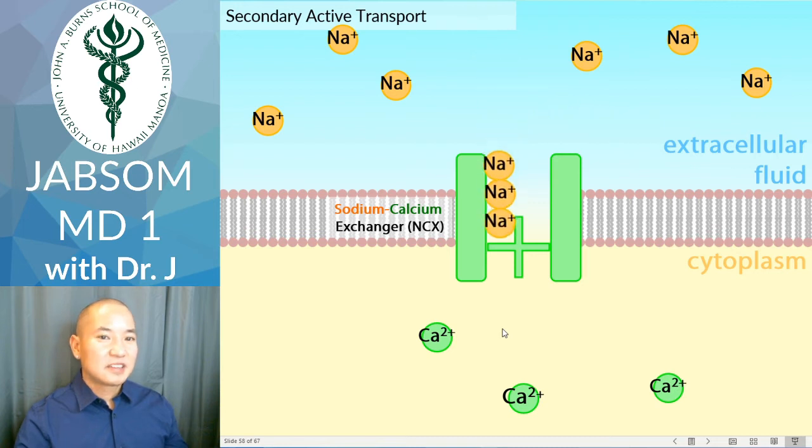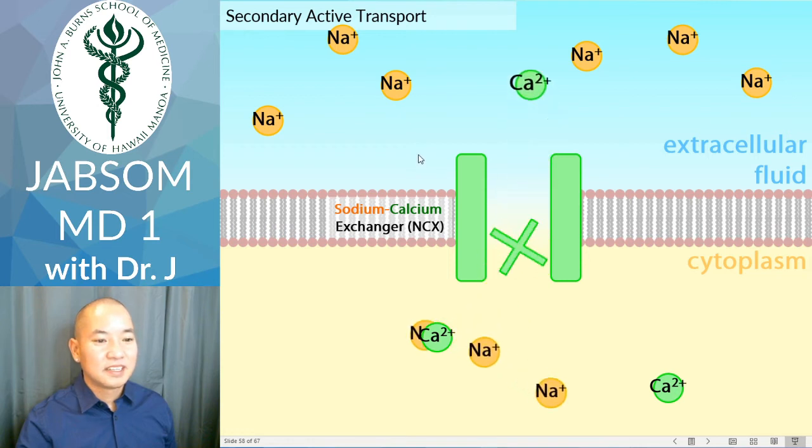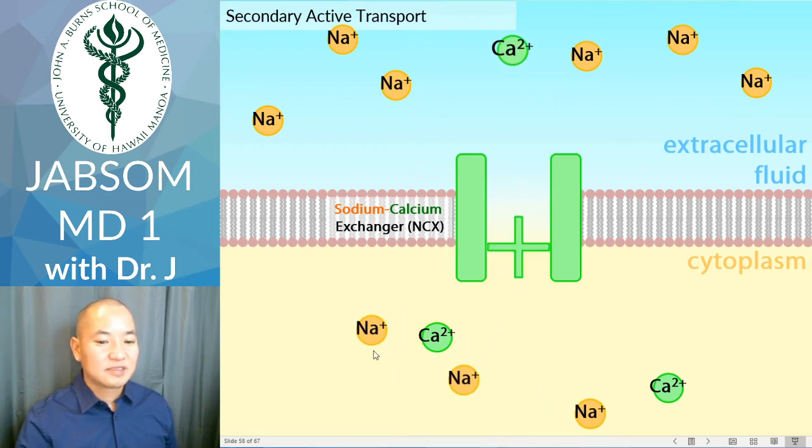So what it does is take 3 sodium ions, and then it takes the calcium from the inside of the cell, and due to the relatively large concentration of sodium versus the concentration of sodium in the cytoplasm, it uses that energy to drive calcium into the extracellular fluid. There are also calcium pumps that require primary active transport to pump it into the extracellular fluid, but this is another way of moving calcium into the extracellular fluid.